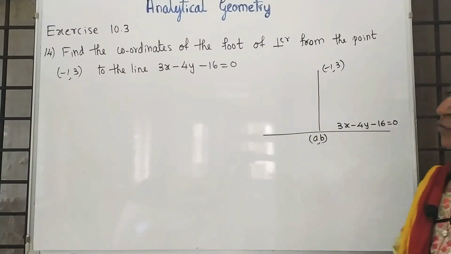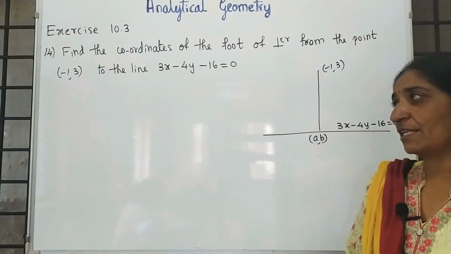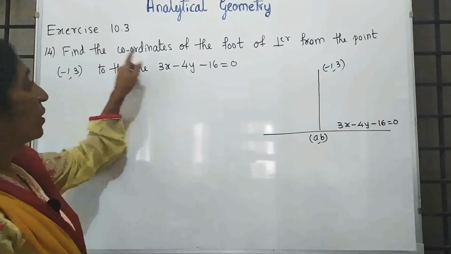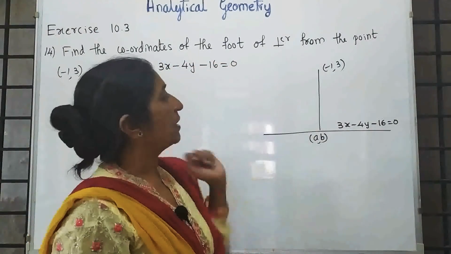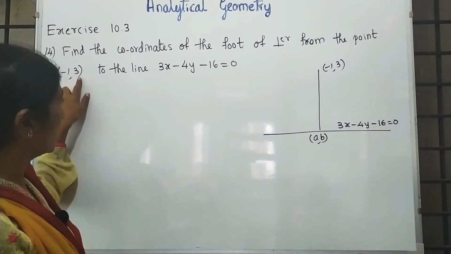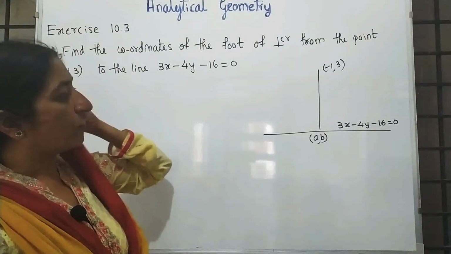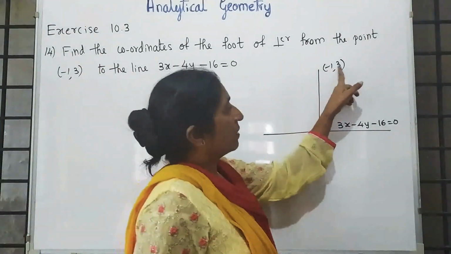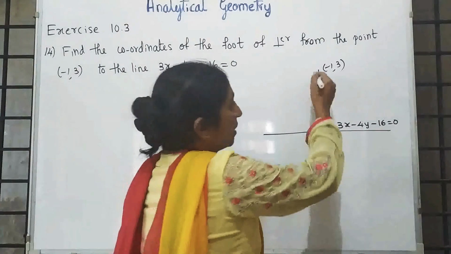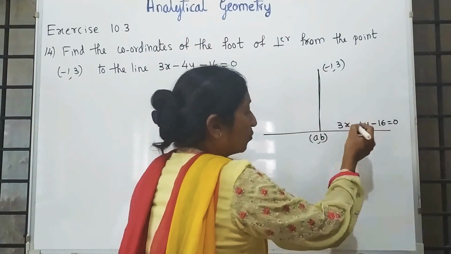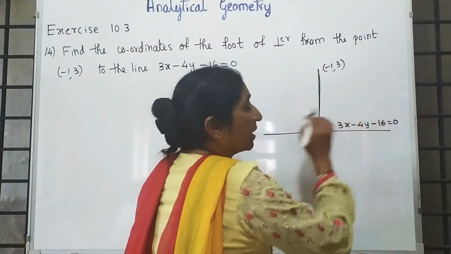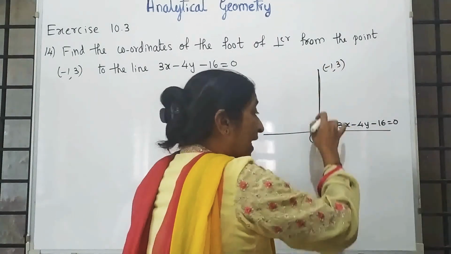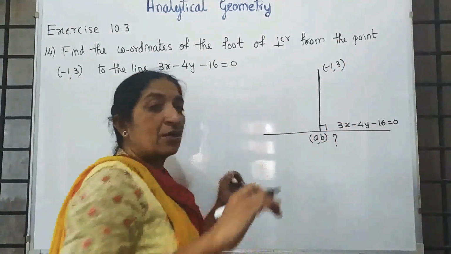See, the next question, the 14th, is very important and interesting. In the CET we will solve it within a fraction of a second. Here, find the coordinates of the foot of the perpendicular from the point (minus 1, 3) to the line 3x minus 4y minus 16 is equal to 0. First see what is given. Here a point (minus 1, 3). From this point, if you draw the perpendicular to the line 3x minus 4y minus 16 is equal to 0, our question is at what point it is perpendicular to the line.